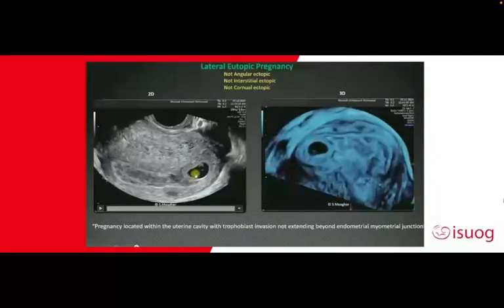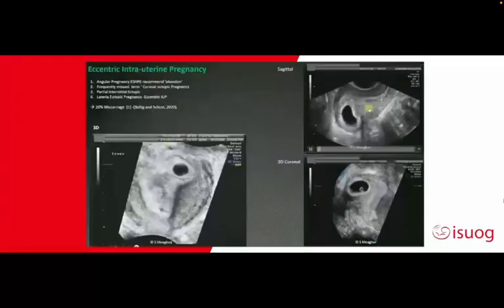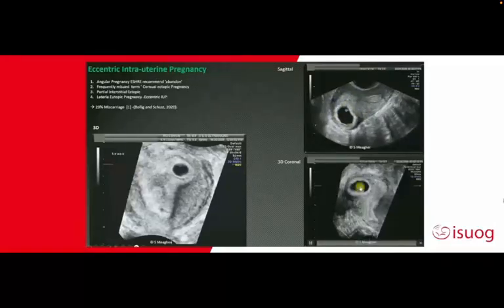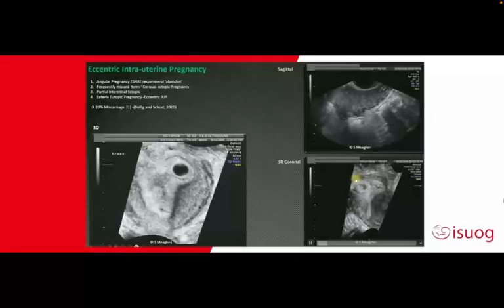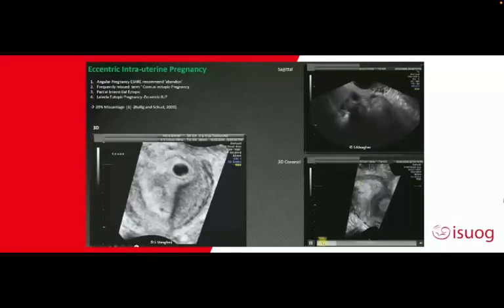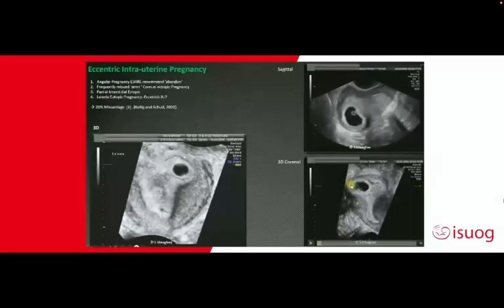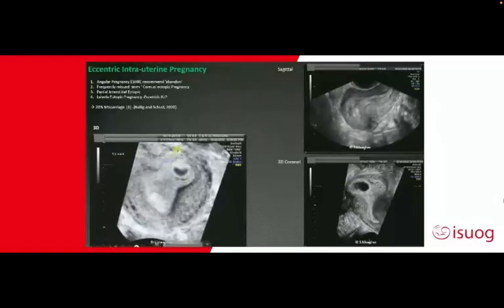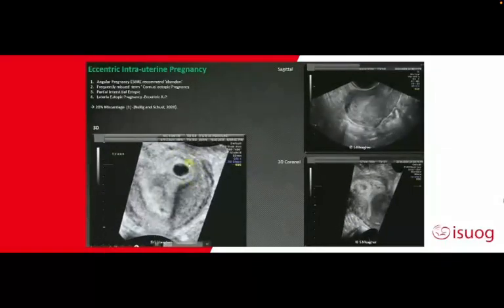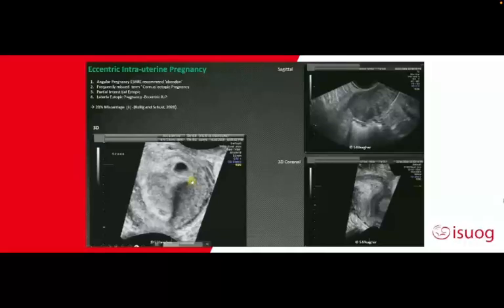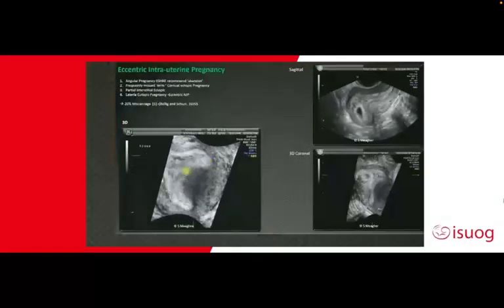This is not angular, this is not interstitial, this is not cornual, cornual referring to presence of an ectopic pregnancy in a redundant horn, but rather this is a lateral eutopic pregnancy. Other cases may be challenging. In this case here, you see a gestation sac fundally within the uterine cavity, and as you follow the trophoblast ring all the way out to the right tubal ostia, you can appreciate a very subtle bulge of the uterine cavity, and here you can see this subtle bulge of the uterine cavity in another case. But all of these are lateral eutopic pregnancies.